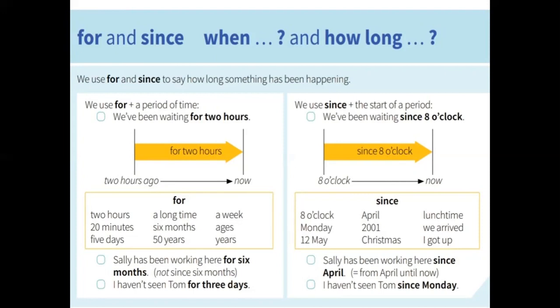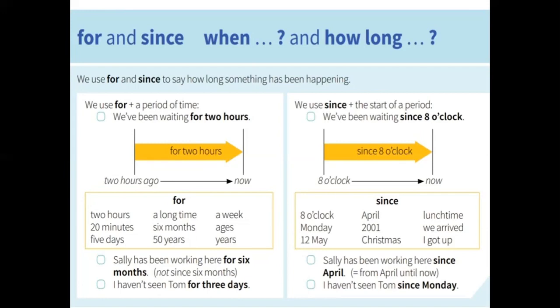See on the left side first. Sally has been working here for 6 months. Not since 6 months. For कहेंगे क्योंकि 6 shows the number, quantity. Next, I haven't seen Tom for 3 days. 3 again shows the number. Simply see on the right side, Sally has been working here since April. April, name of month. So we put since, not for.